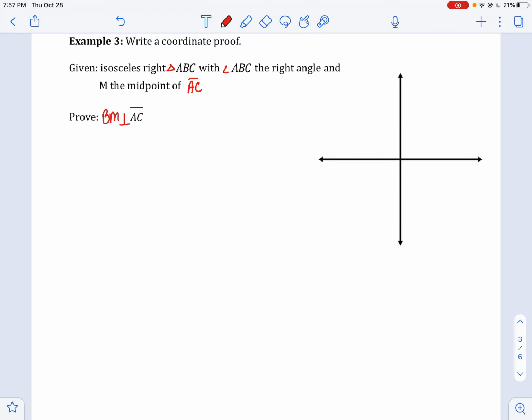So there are a few things we need to understand. First, how to draw the picture. I want to use the origin whenever possible, just because it makes life easier for me. 0, 0 is a much easier coordinate to work with and to do algebra on than any other coordinate.